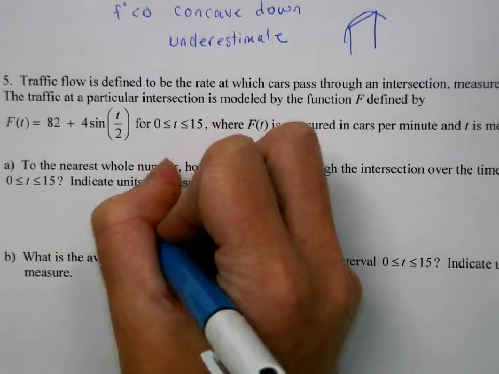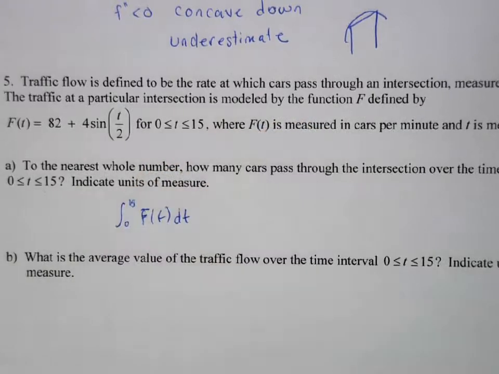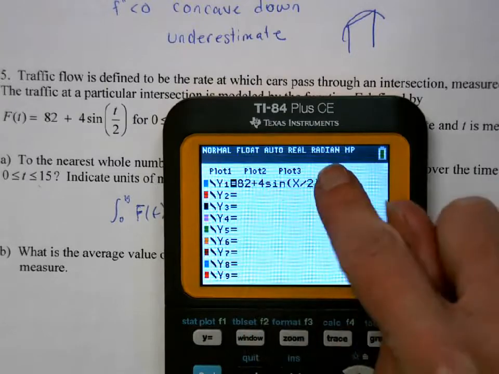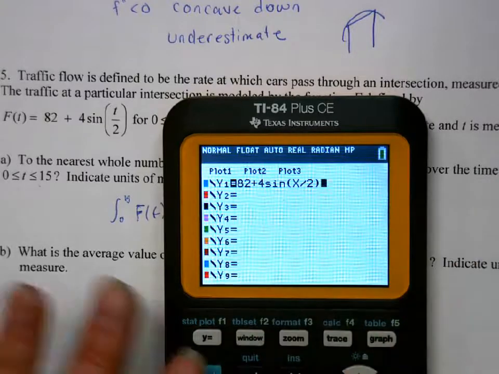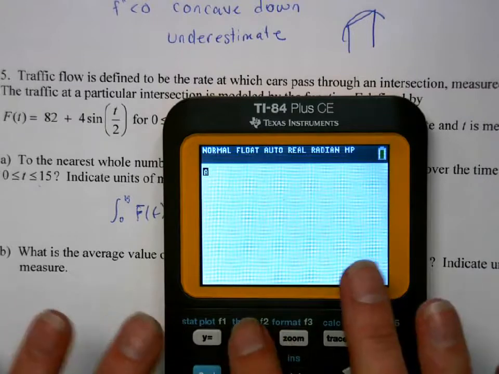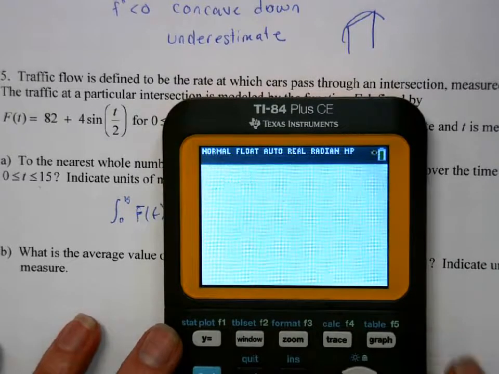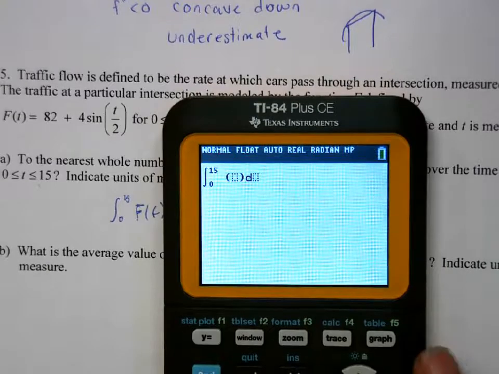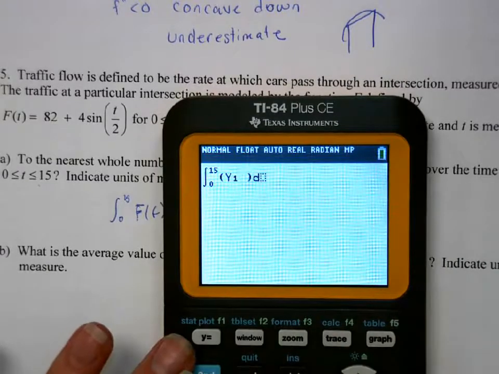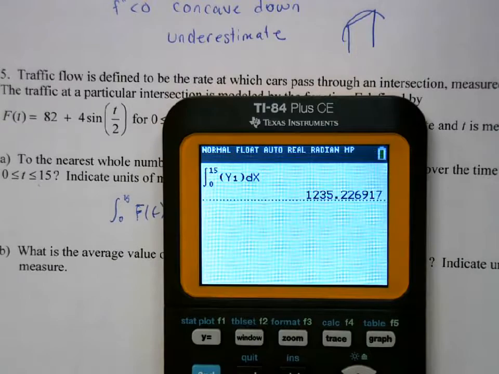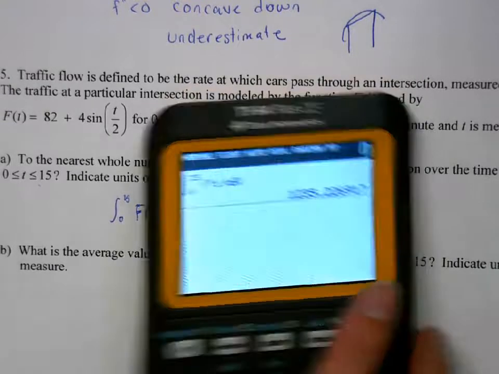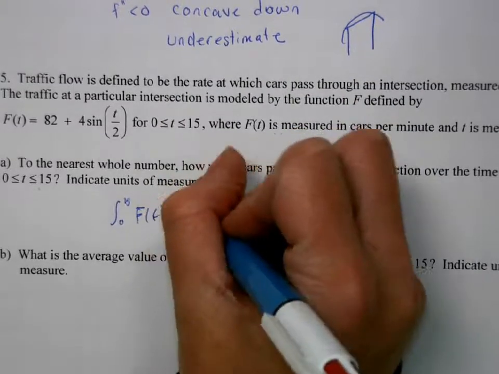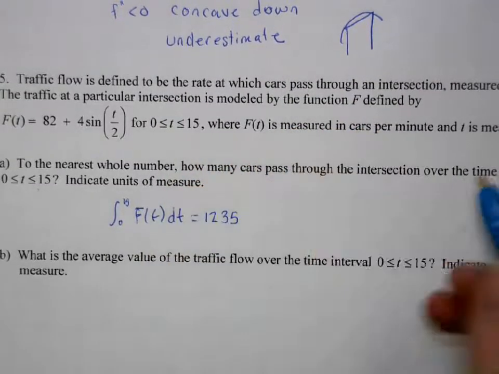Okay, and we're just going to use our calculator. So we put it in our calculator, make sure that you're in radians. So I just put it into y1. So now I can go alpha fn int. We're going from 0 to 15 of y1. Okay, so the nearest whole number is going to be 1235. Okay, and this is going to be cars.